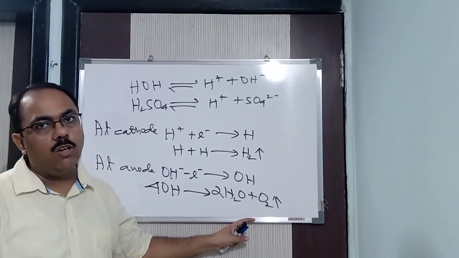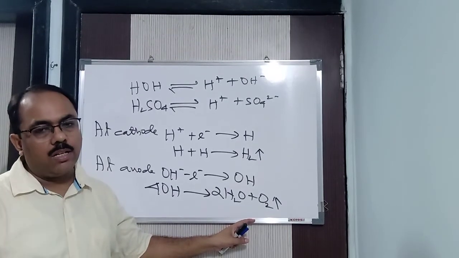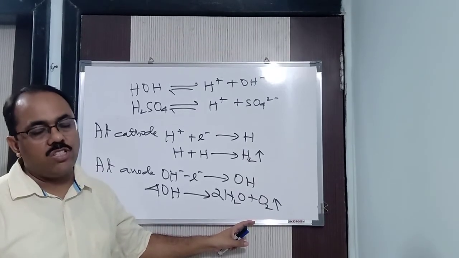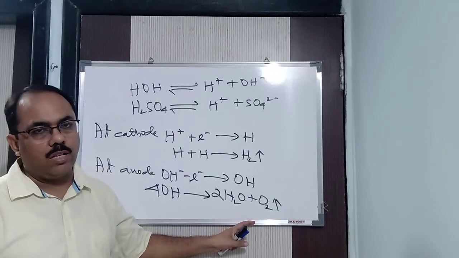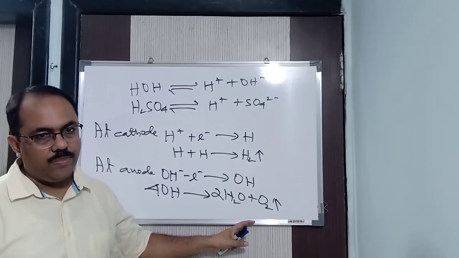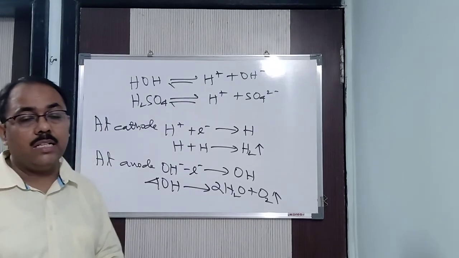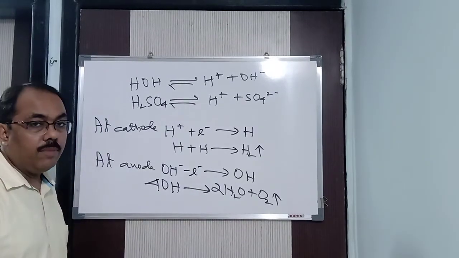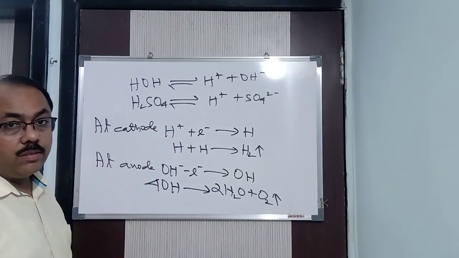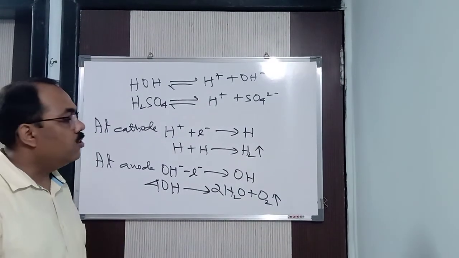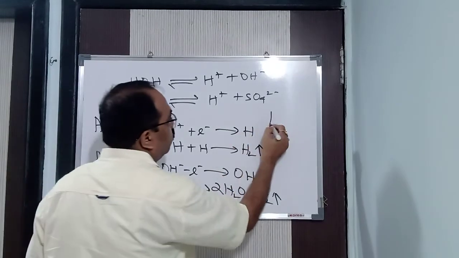The burning splinter glows brightly, proving that that particular limb of the electrode contains oxygen gas, because oxygen helps in burning. Not only that, you will find the volume of hydrogen to oxygen being collected in the ratio of 2:1. Hydrogen to oxygen is collected in the ratio 2:1 because of H2O, isn't it?